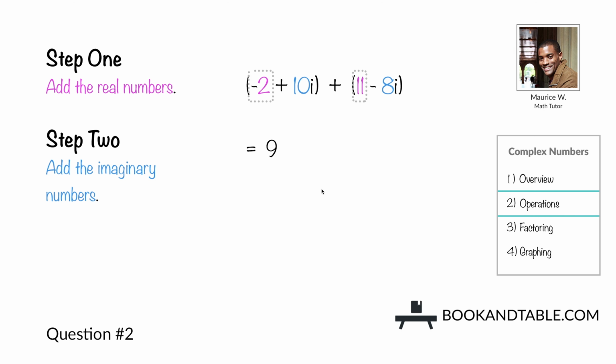Question number 2. We were asked to find the sum of negative 2 plus 10i plus 11 minus 8i. Step 1, add the real numbers. Negative 2 plus 11 is equal to 9. Step 2, add the imaginary numbers. 10i minus 8i is positive 2i. So the sum of negative 2 plus 10i plus 11 minus 8i is equal to 9 plus 2i.